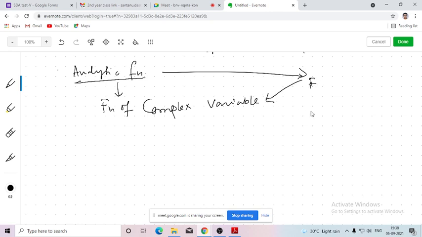While we have studied functions of real variables, either a function of one real variable or of two real variables, the concept of analytic function is not valid there. It is valid only for the complex valued function. So what do you mean by the analytic function? Roughly I'm telling, then I'll discuss the brief definition.